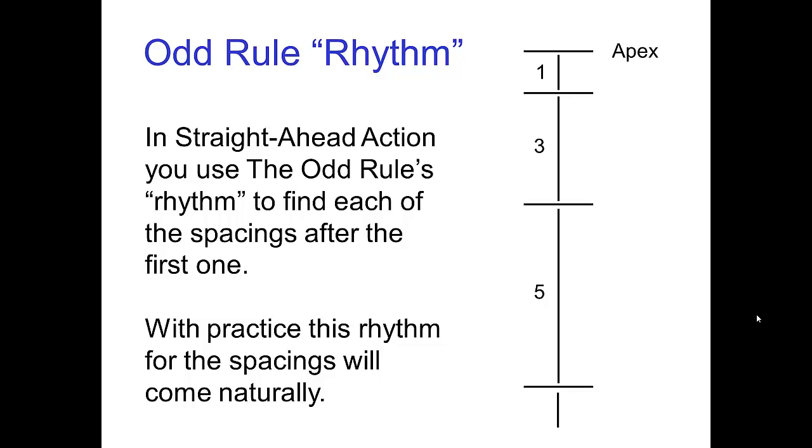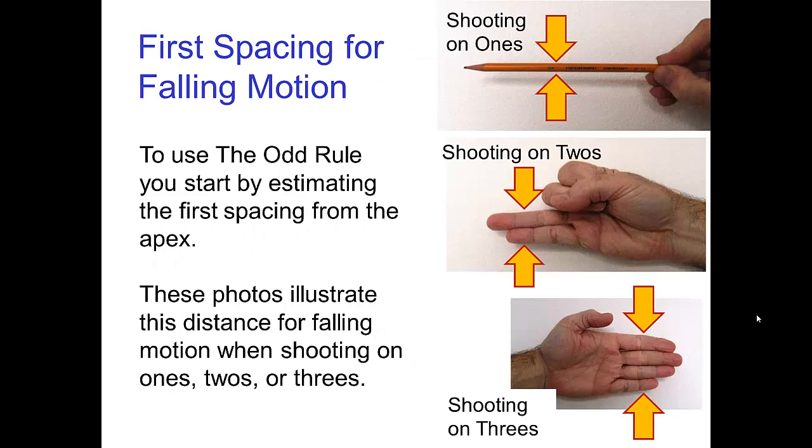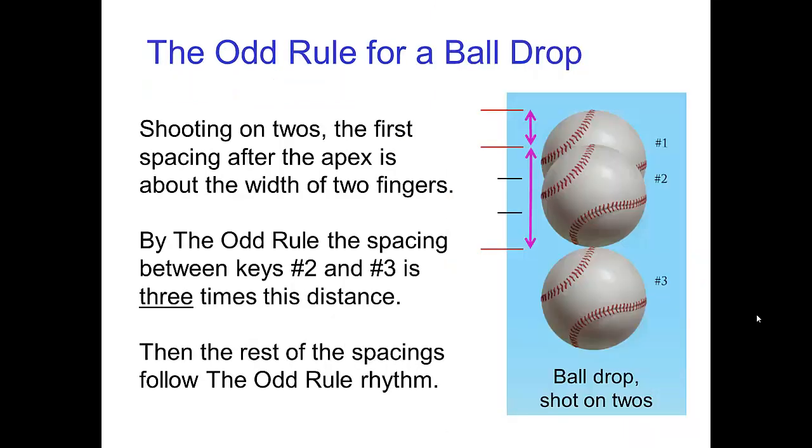In straight-ahead action, you can use the odd rule's rhythm to find each of the spacings after the first one. With practice, this rhythm for the spacings will come naturally. To use the odd rule, you start by estimating the first spacing from the apex. These photos illustrate this distance for falling motion when shooting on ones, twos, or threes. Here's an example for a ball drop. Shooting on twos, the first spacing after the apex is about the width of two fingers. By the odd rule, the spacing between keys number 2 and number 3 is 3 times this distance. Then the rest of the spacings follow the odd rule rhythm.